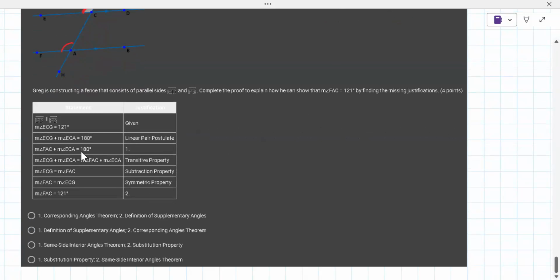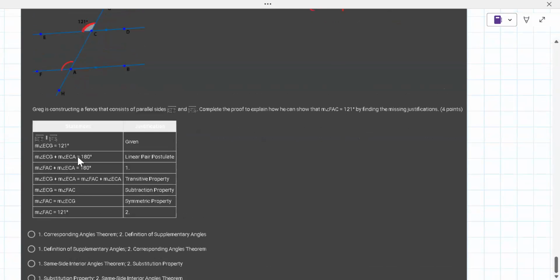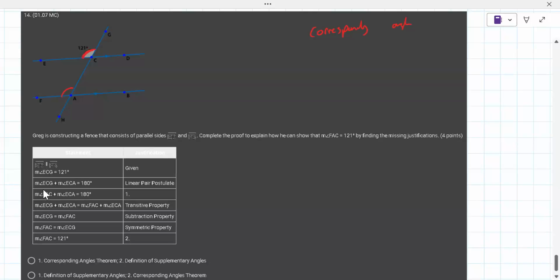It looks a lot like the previous one, doesn't it? Well, let's go find out where's FAC. Well, FAC is right there. ECA is right there. So this thing right here is referring to the fact that you have this angle and this angle. Now, they are supplementary, but what are they when it's two parallel lines? What did we say that was in the previous problem?